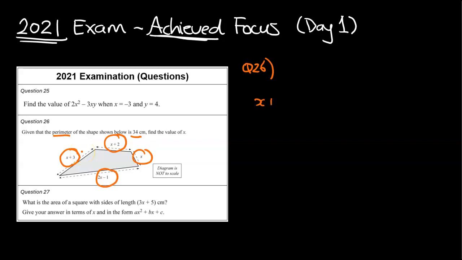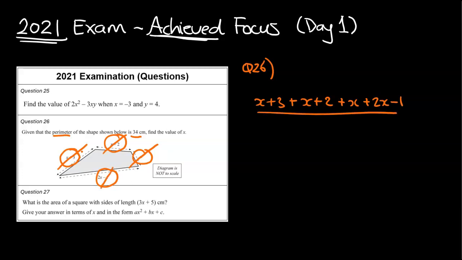So we're going to go x plus 3, and then we've got plus the next side, which is x plus 2. So I've done this side and I've done this side, and we've got to go plus x, which represents this side, and then we've got to go plus 2x minus 1, which represents that last side. And we know all of that represents the perimeter. All of that must equal 34. So because we've got an equal sign with some variables, this here is an equation, and we need to use our solving strategies to solve this.